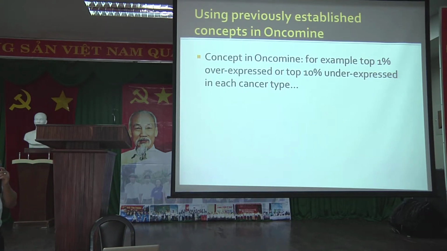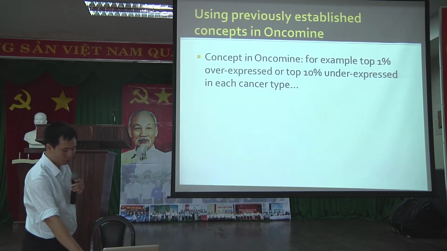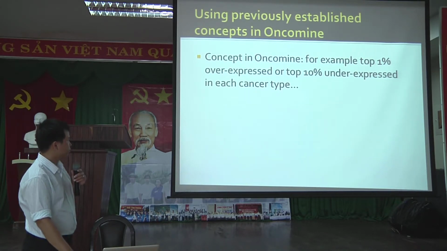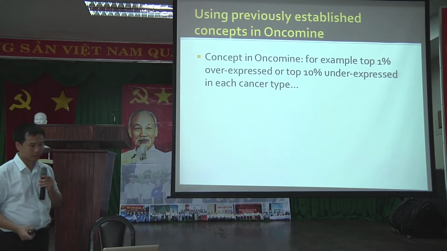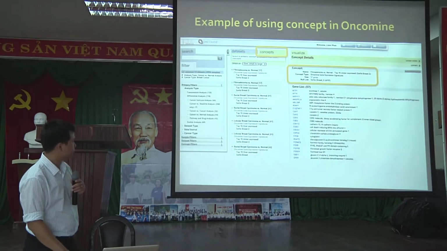Sometimes OncoMine also establishes some concepts for us to use. Concept meaning that it's a predefined filter ready for you to use. You don't have to type anything. Just use what they already established. For example, using the concept analysis, we can select and understand what are the top 1% overexpressed genes or top 10% underexpressed genes in each cancer type compared to normal tissue.